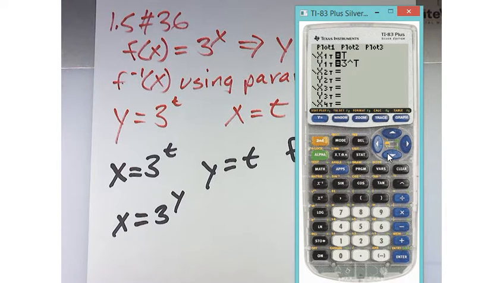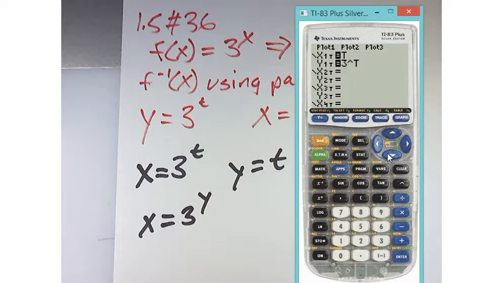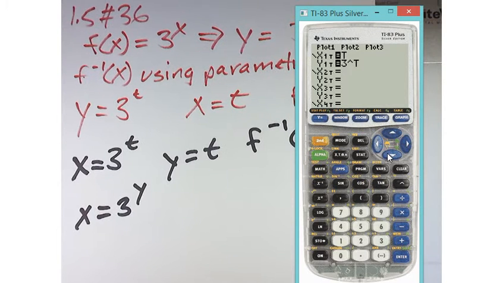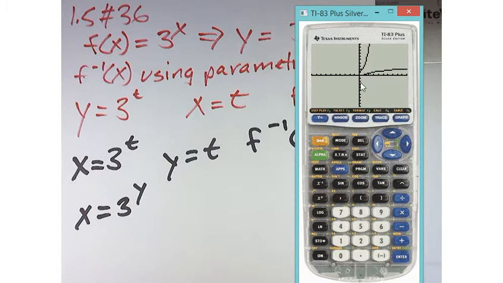Now my inverse function should be x equals 3 to the t, I'm sorry, I said that wrong again. And then my y value is just t. Now if I graph that, notice that they are symmetrical, or reflected, across the diagonal line.